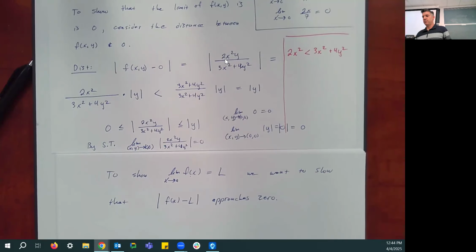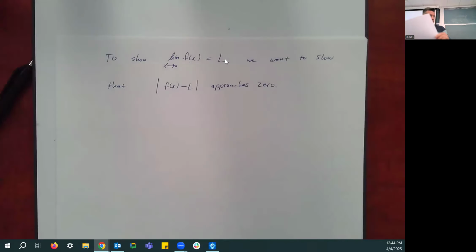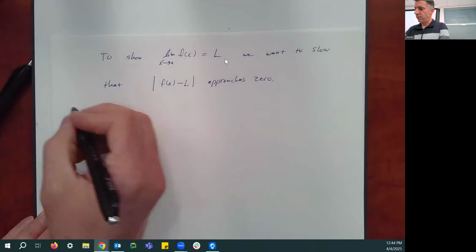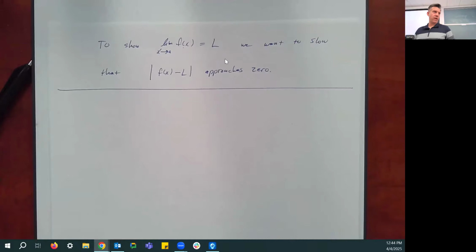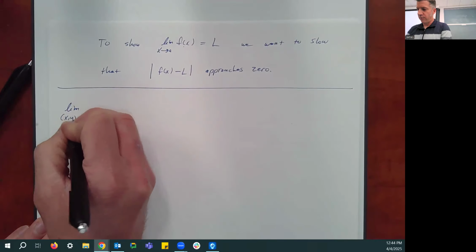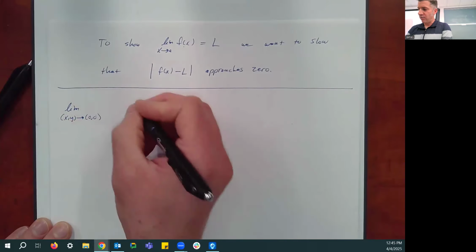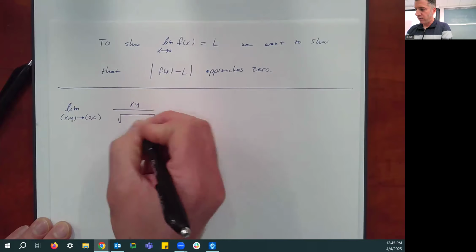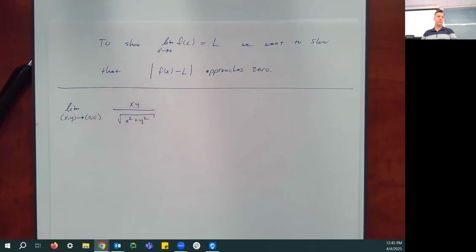So let's do one more. Let's look at this one. Yeah, we got enough room. Let's move that cursor out of the way. So let's say we want to find the limit as (x, y) approaches (0, 0) of xy divided by the square root of x squared plus y squared. We're not going to go through the whole pretending that we don't know what it is. We're just going to show it exists, and it's going to be equal to 0.